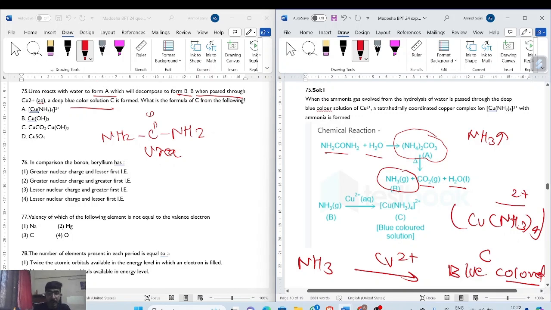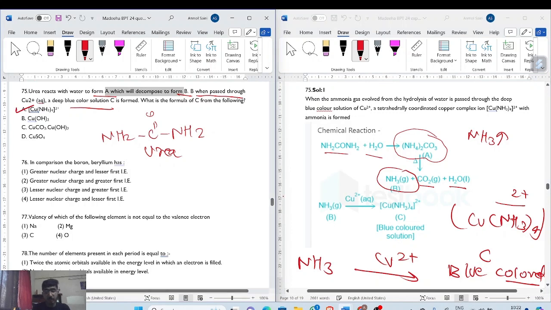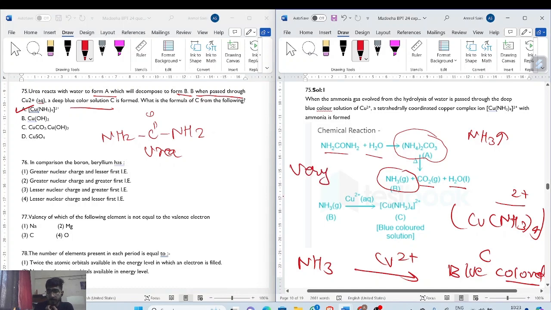So the correct answer will be option number A, and this reaction is very important in terms of the board exam and the NEET exam. So please learn this reaction very carefully. This is a very important reaction.